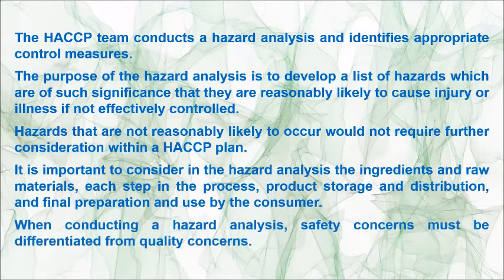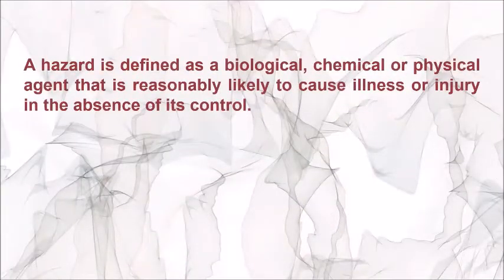When conducting this analysis, safety concerns must be differentiated from quality concerns. Yes, it's a thin line of difference: hazard analysis deals with the safety of the food, not with the quality of the food. That difference has to be kept in mind. This deals entirely with the safety of the food, not the quality. The system would take care of your quality. A hazard is defined as a biological, chemical or physical agent that is reasonably likely to cause illness or injury in the absence of its control.